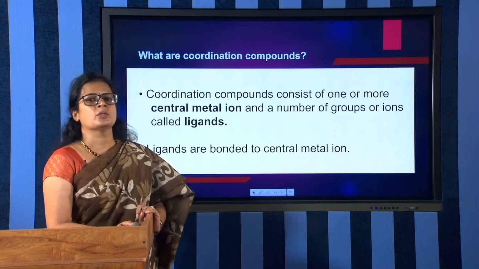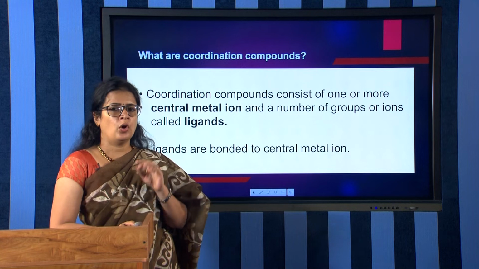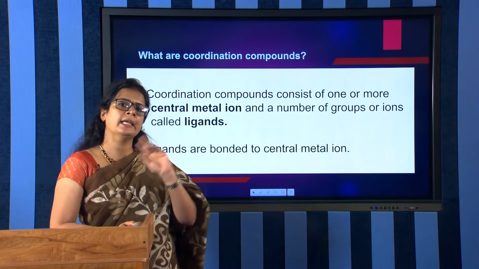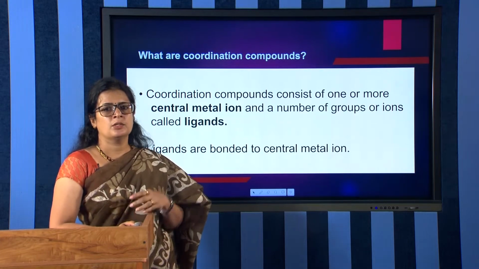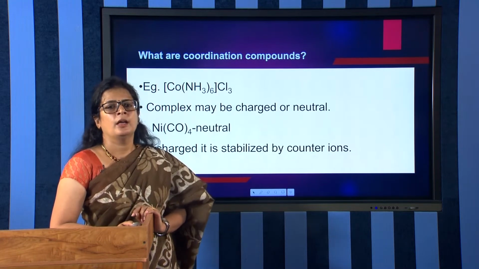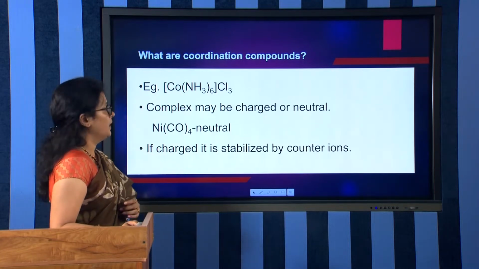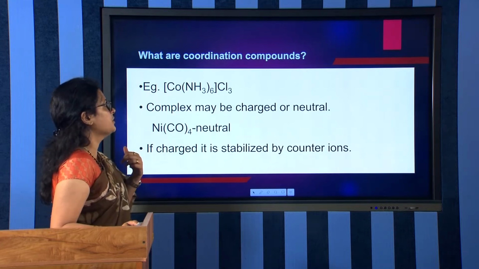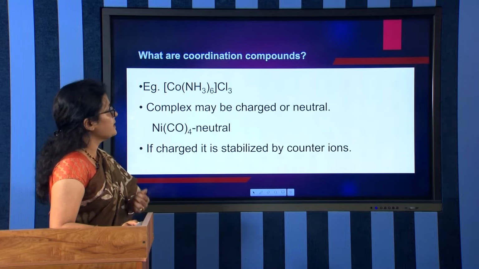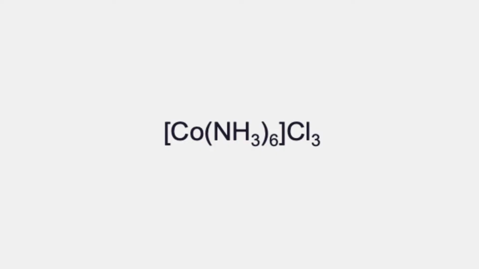And then what are coordination compounds? Coordination compounds consist of one or more central metal ions and a number of groups or ions called ligands. So, coordination compounds contain a central metal ion and ligands bound to the central metal ion. Here I can give a simple example for a coordination compound, that is [Co(NH3)6]Cl3. This coordination compound contains the central metal atom, that is cobalt, and 6 ammonia molecules are bound to the central metal atom cobalt. And you can see a square bracket there, and outside you can see 3 chloride ions.